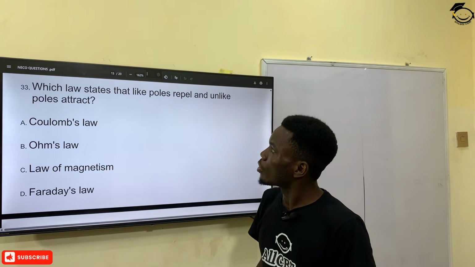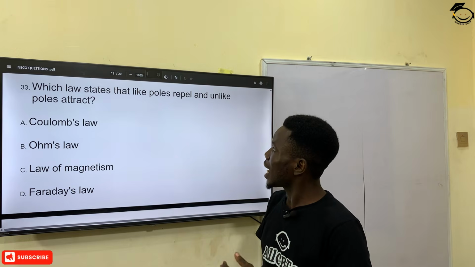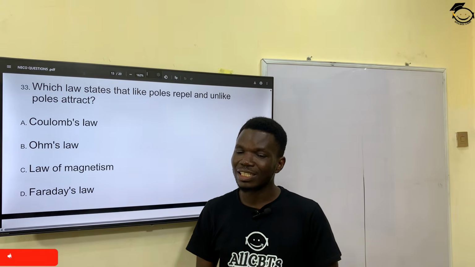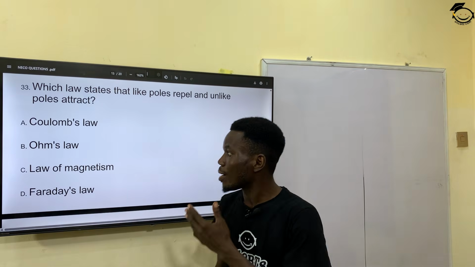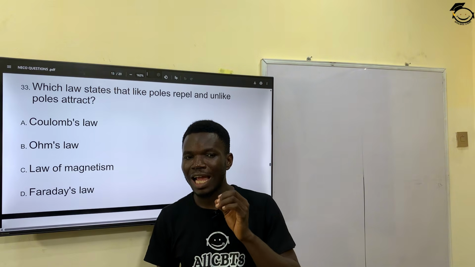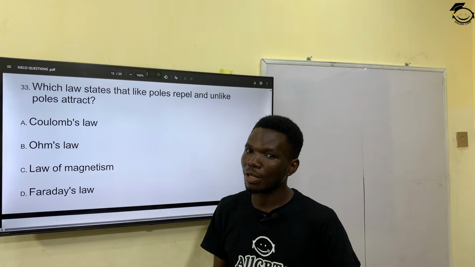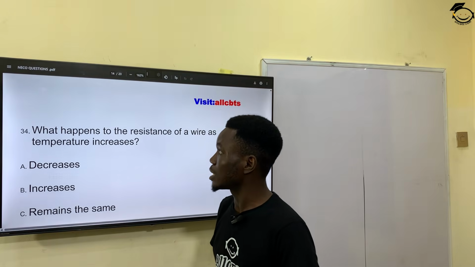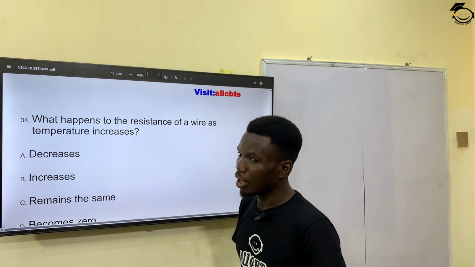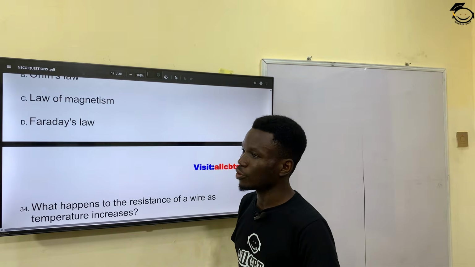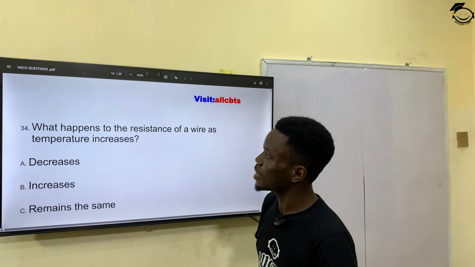Moving on to the next question, which is question number 33. It says, which law states that like poles repel and unlike poles attract? This is the law of magnetism. The law of magnetism says that like poles repel and unlike poles attract. You can see that in your magnet, and that is the answer for that question, which is what? Option C.